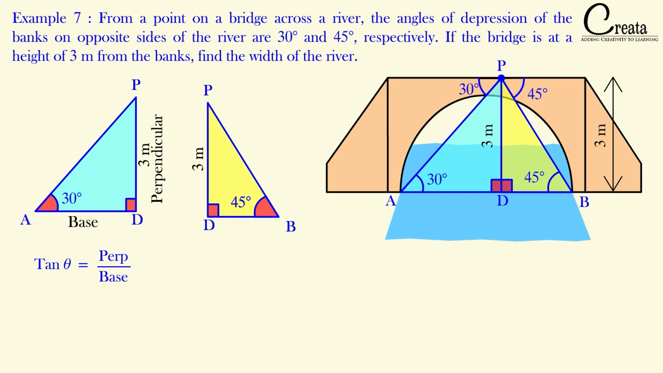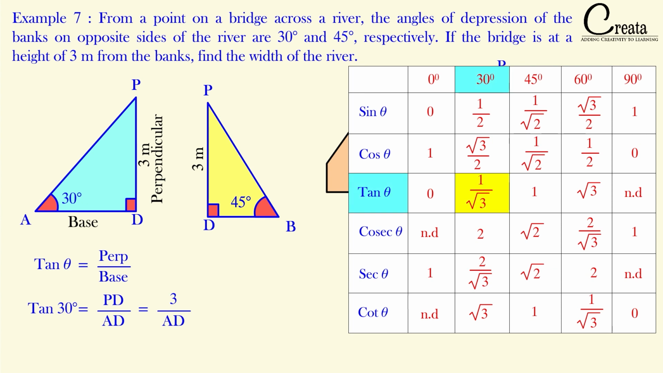In this question, no doubt tan theta will be applicable, which is equal to perpendicular upon base. So tan 30 degrees will be equal to PD upon AD. And what is PD? It is 3 meters. And what is tan 30 degrees? For that, let's refer to the trigonometric ratio table, which is 1 upon root 3.